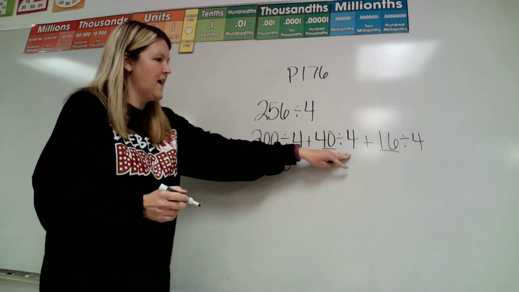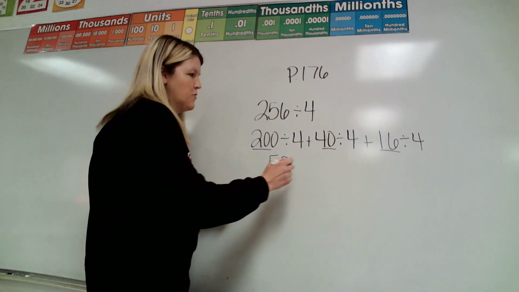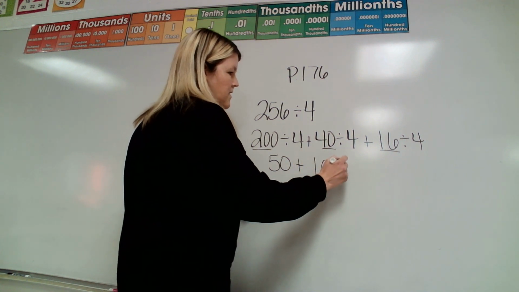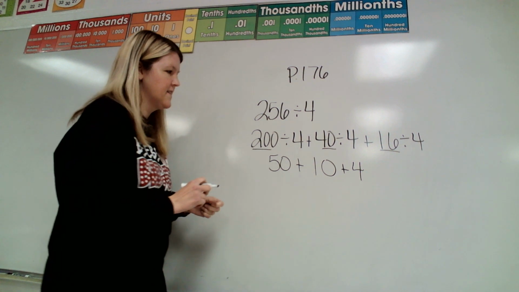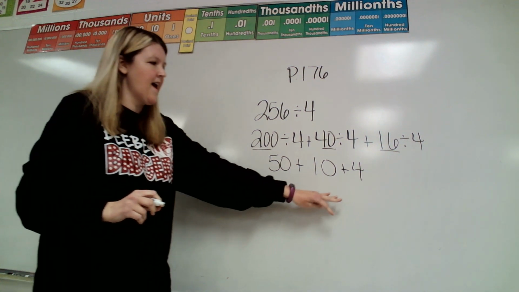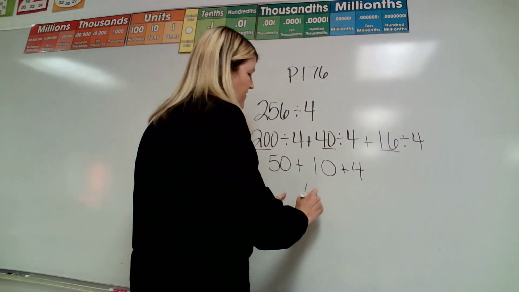And then 40 divided by 4 is 10, since 10 times 4 is 40. And then I've got 16 divided by 4 is 4, since 4 times 4 is 16. So now I just have to add these together, and that gives me 64.